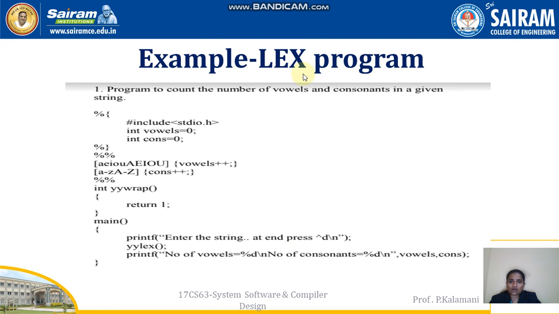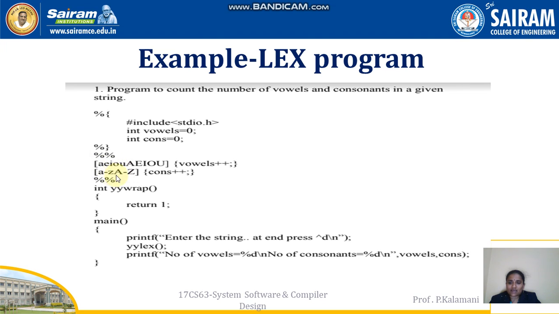This is an example Lex program to count the number of vowels and consonants. So our aim is counting the vowels and consonants. In the declaration part, within the percentage opening bracket and percentage closing bracket, first the header file will be included. Then one variable for vowels, one variable for consonants. Initially they will be initialized to 0. So we can understand these three statements are pure C statements.